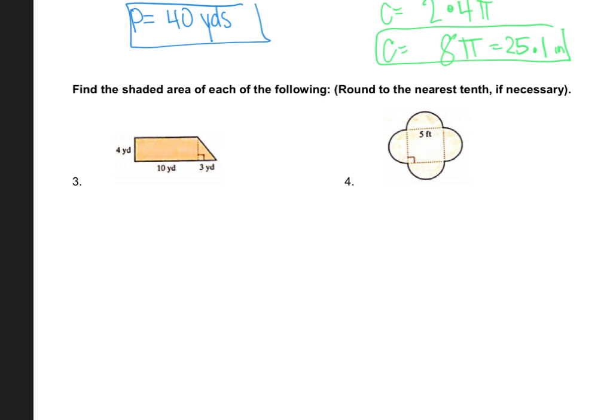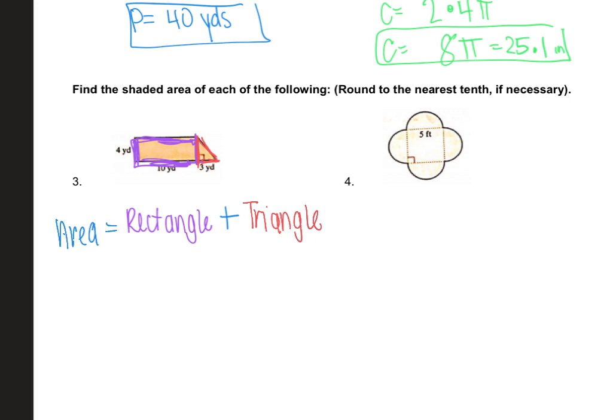But for this one, we have a rectangle and then we have a triangle. So I'm going to come down here and write rectangle plus triangle. Okay, my area is going to equal my rectangle's area and my triangle's area.